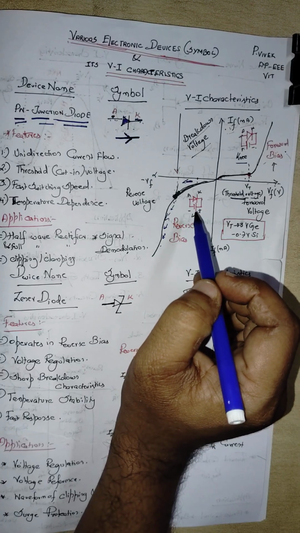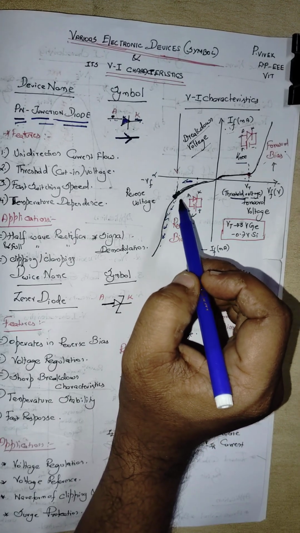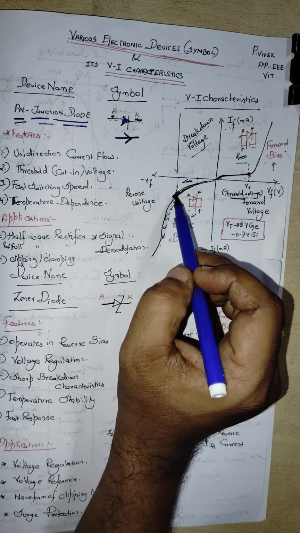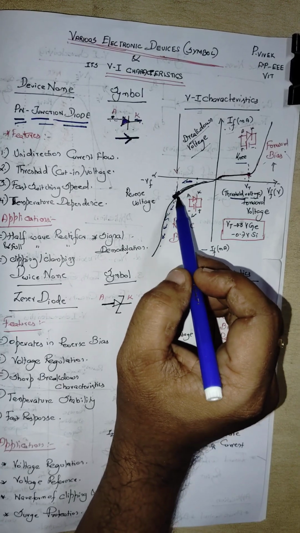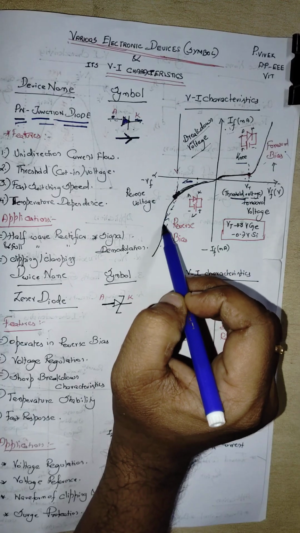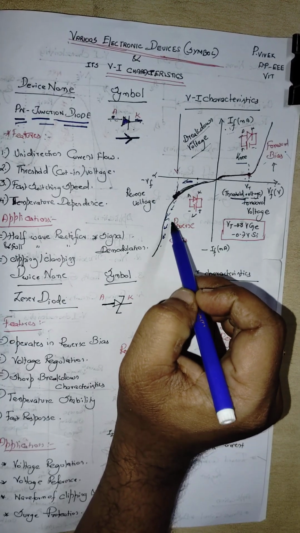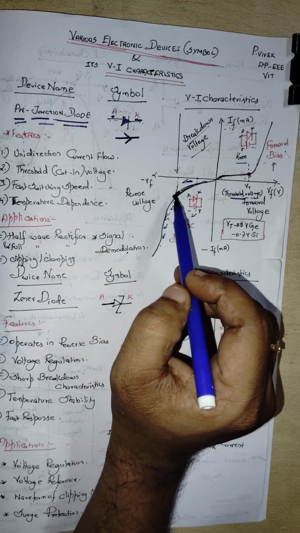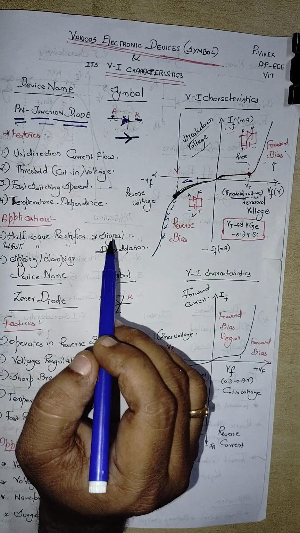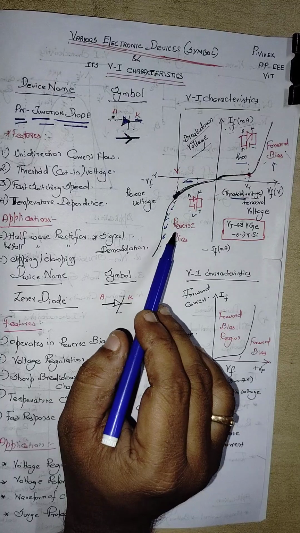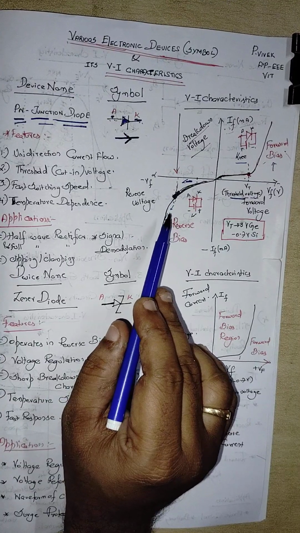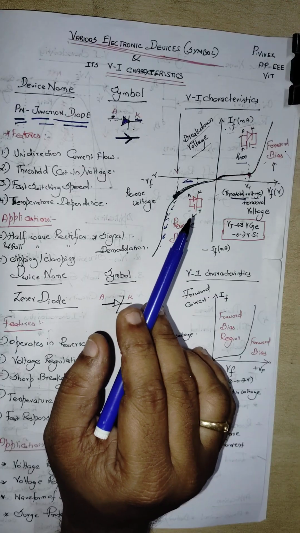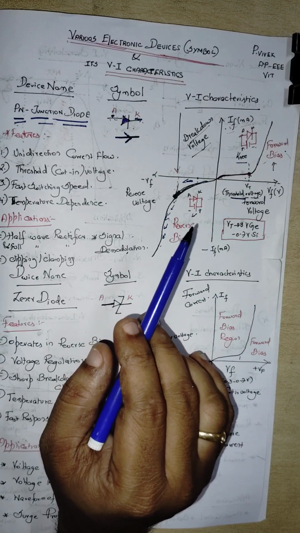When we keep on increasing the reverse voltage, at one point the device will fail. That particular point is known as the breakdown point. After that the current will increase drastically. You can see that the current is increasing drastically after some point. That point is known as the breakdown voltage or breakdown point. Once it achieves the breakdown point, the device will not act like a diode, it will act like a conductor.